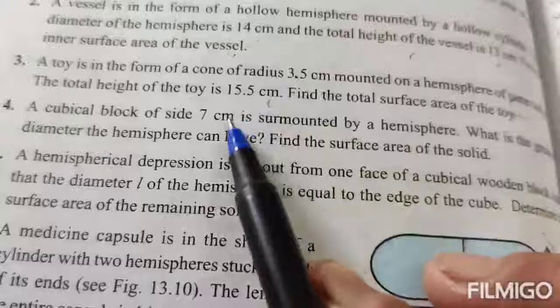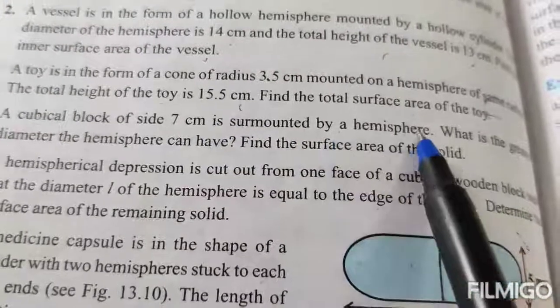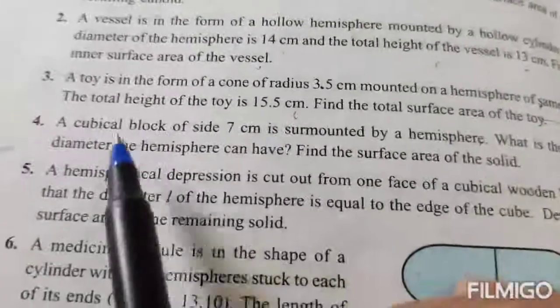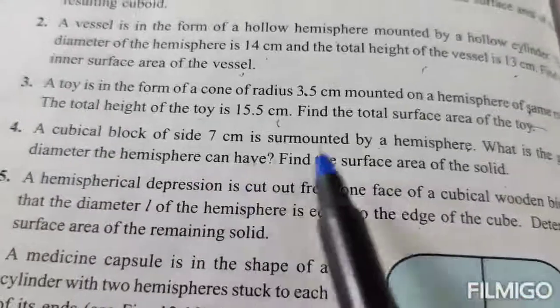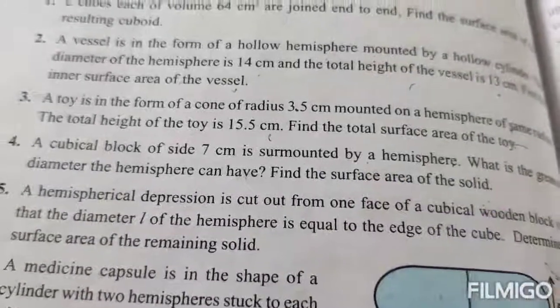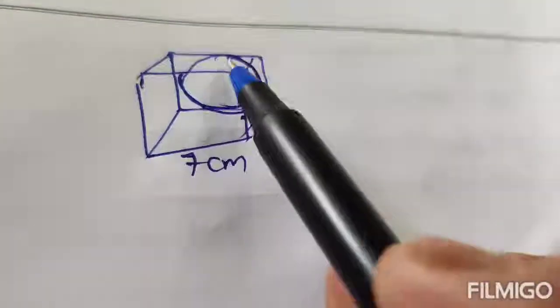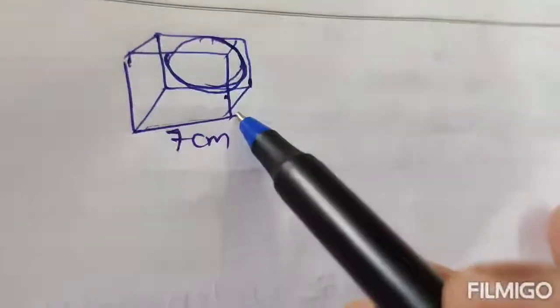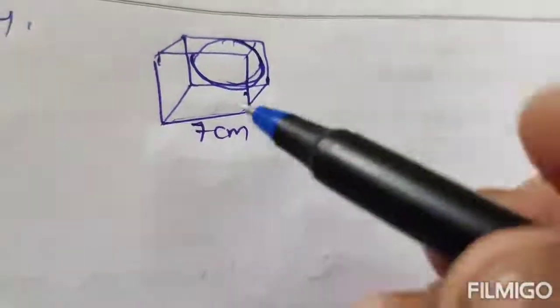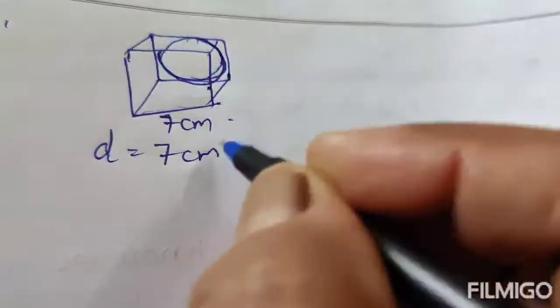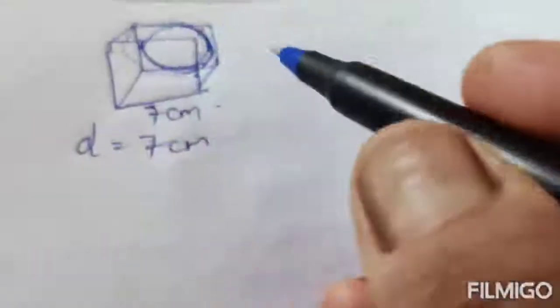Question number 4. A cubical block of side 7 centimeters is surmounted by a hemisphere. What is the greatest diameter the hemisphere can have? Find the surface area of the solid. A hemisphere is surmounted on a cube. The side of the cube is 7 centimeters, therefore the diameter is also 7 centimeters, totally covering this area.